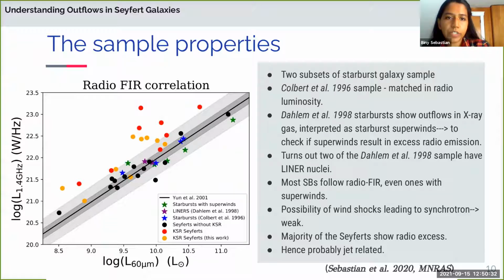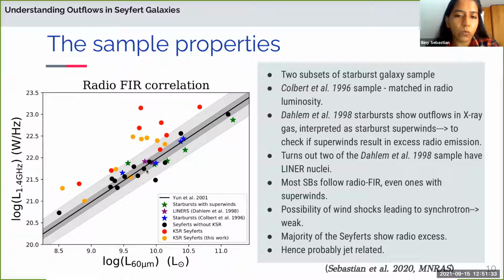Other than the polarization, we also looked at a few other sample properties, like the radio FIR correlation, which is shown on this slide. The red and the yellow dots represent Seyfert galaxies which had kiloparsec scale radio emission, and the black dots were those Seyferts which did not have kiloparsec scale radio emission. And the stars were basically the starburst galaxies. The purple and the green stars are those starburst galaxies which had superwinds in them. So what is immediately noticeable is that the Seyfert galaxies with kiloparsec scale radio emission lie above the 3 sigma line. This was also previously noticed by Gallimore et al. So that rules out a scenario where the radio emission is merely a result of winds that transport material from the star formation disks.